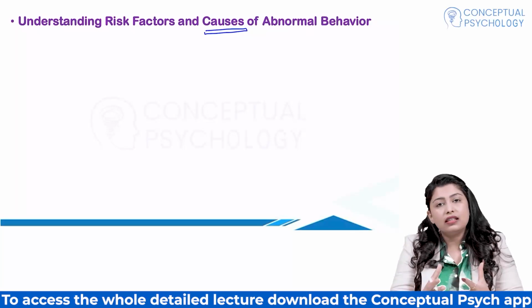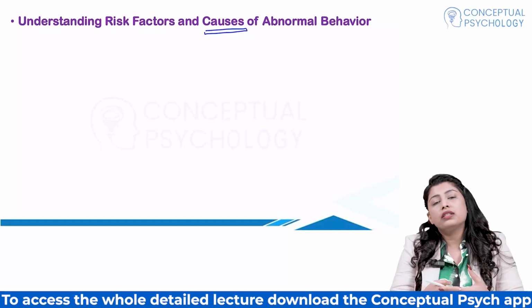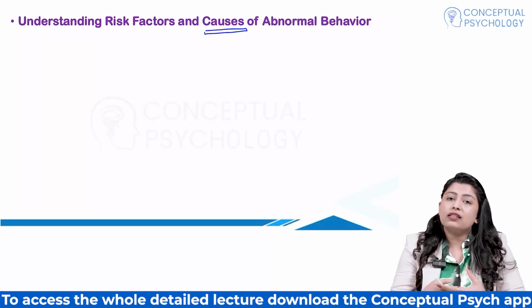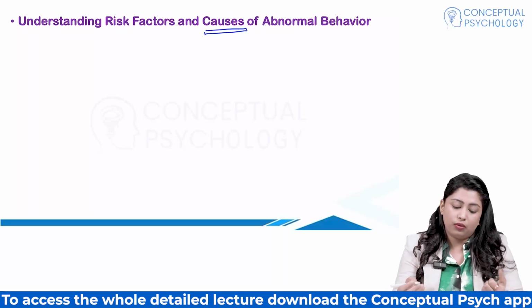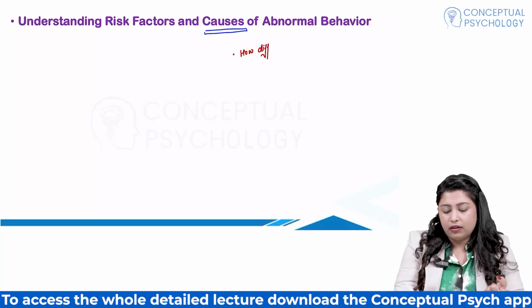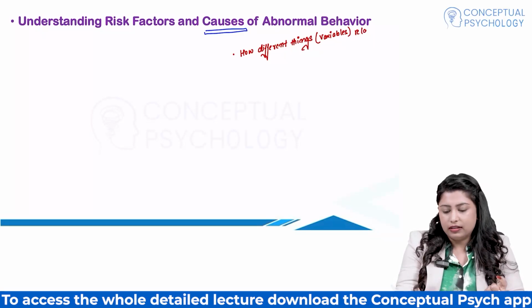But this isn't easy, and human behavior is extremely complex; even something as simple as saying a word involves brain activity and life experiences. So, figuring out what causes someone to struggle mentally is a huge challenge in itself. Psychologists study how different things, which in more technical terms are known as variables, are related.